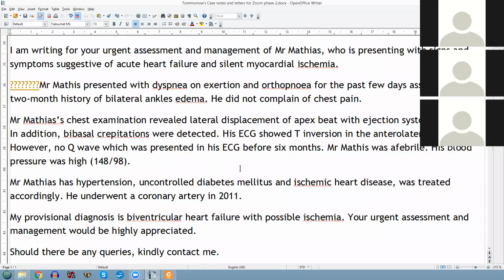Hypertension, has hypertension, and was treated accordingly. If you've got a list, the last one needs to begin with and. Okay, and the coming out rate in 2011.